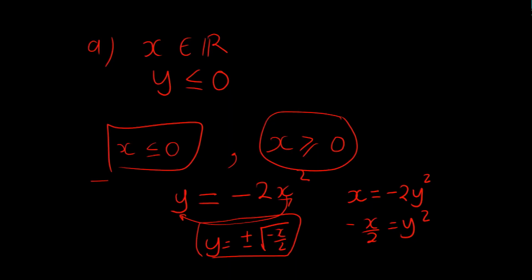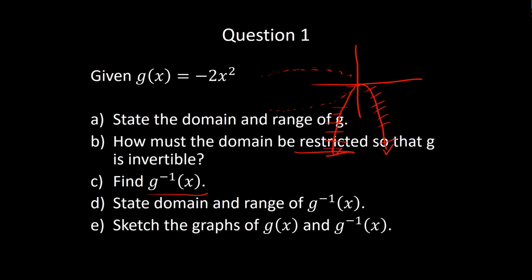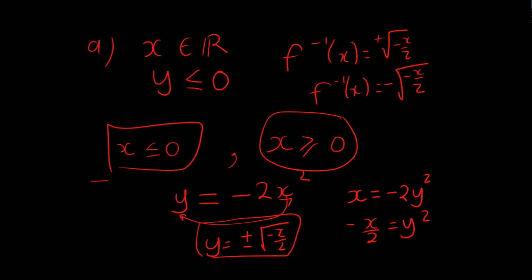Okay, so how do I restrict it? We said it's either going to be the positive arm or the negative arm. So the functions here would either be f inverse of x is equal to the positive square root of negative x over 2, or the other option would be f inverse of x is equal to the negative square root of negative x over 2. Okay, but they didn't ask us to go that far. They just said find the inverse. And in fact, it was supposed to be g, and that's just me not paying attention. So this should be g inverse of x, g inverse of x.